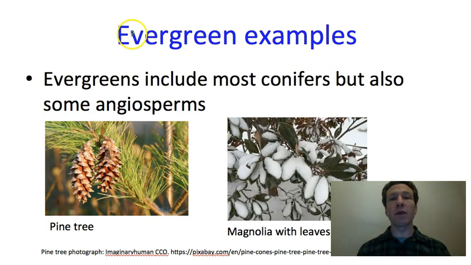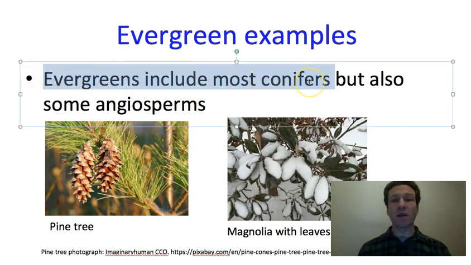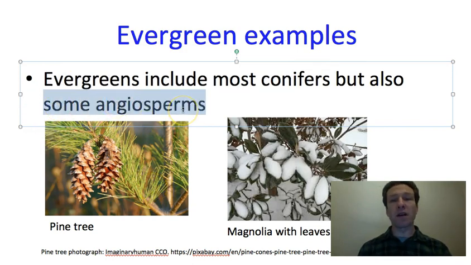Anything that we would think of as a traditional Christmas tree would count as an evergreen. So evergreens include most conifers. The bald cypress was an exception. And this pine tree here then is an evergreen because pine needles do not fall off seasonally. There are some angiosperms that are also evergreens. For example, this magnolia here keeps its leaves throughout the winter, even when there's snow. And so it's an angiosperm, but it is also an evergreen.